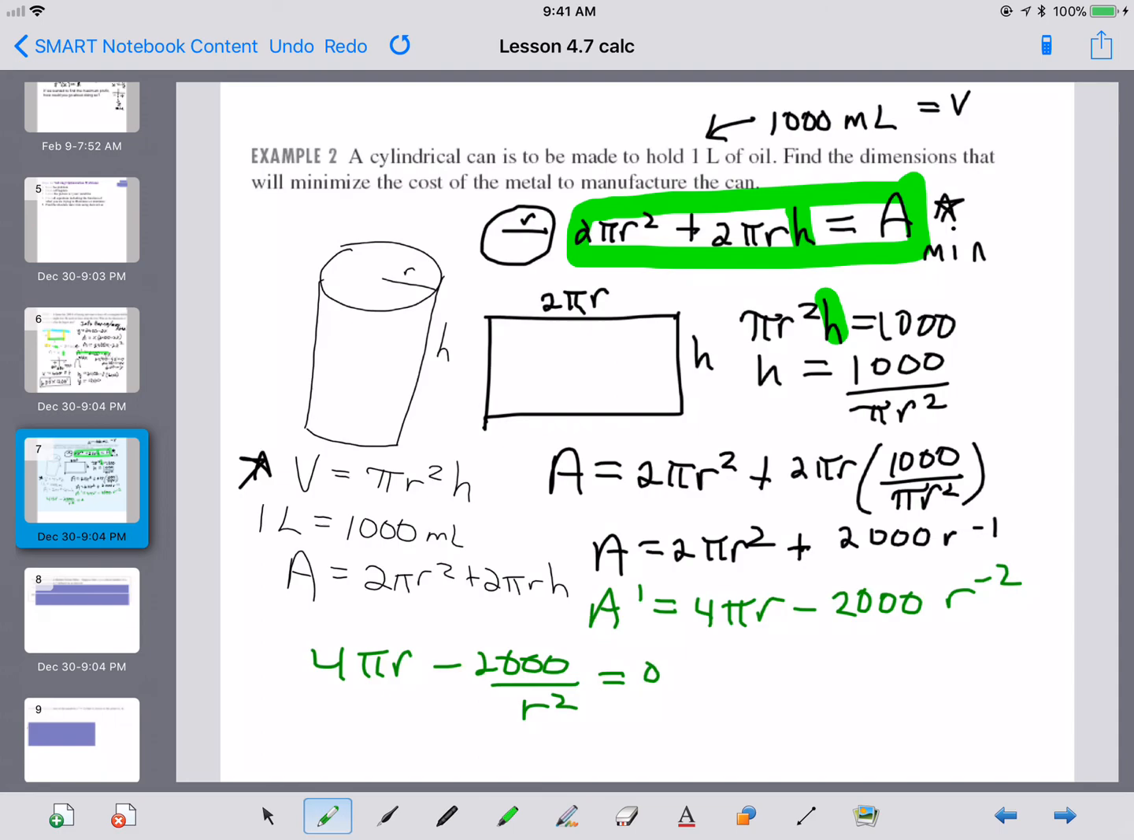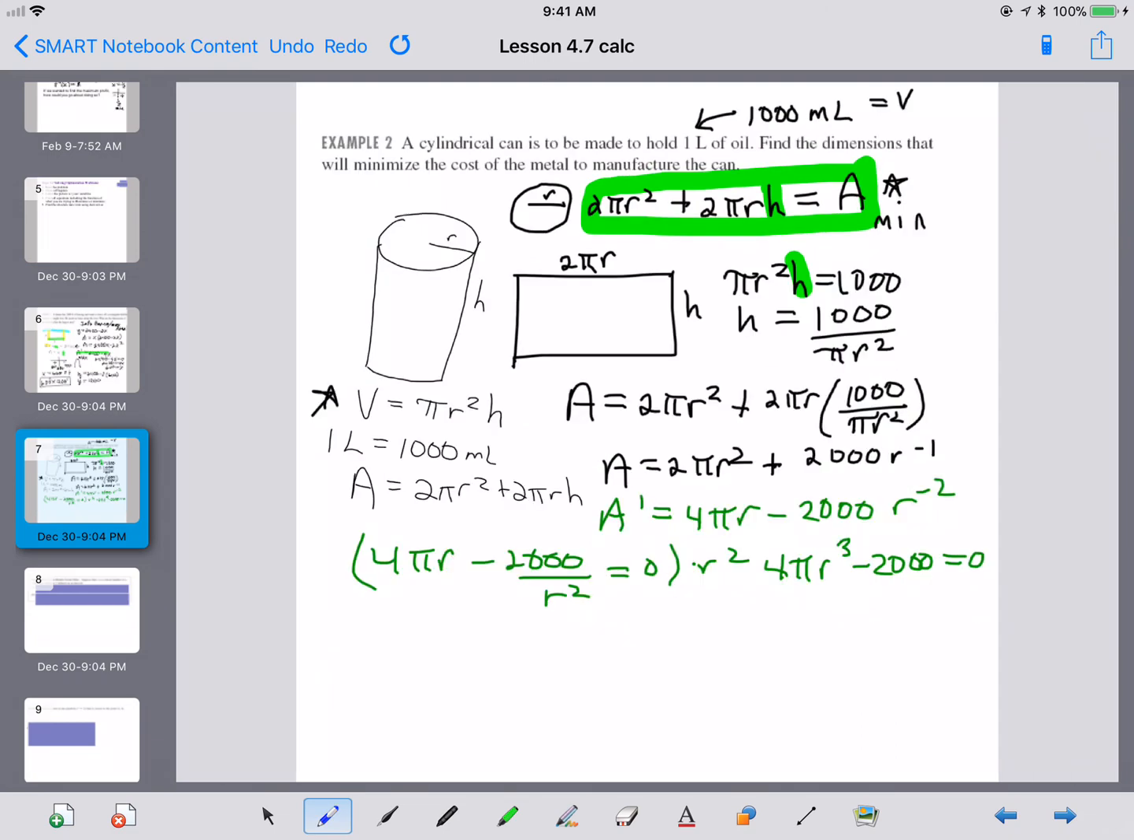We don't want our r squared to be in the bottom. We wouldn't want our r to equal 0 anyway, because if our r equaled 0, then we would have no cylinder there to speak of. So I'm going to multiply through by r squared, and I'm going to get 4 pi r cubed minus 2,000 equals 0. Now if you think about this equation here, everything is divisible by 4, so let's divide by 4. So we get that pi r cubed equals 500.